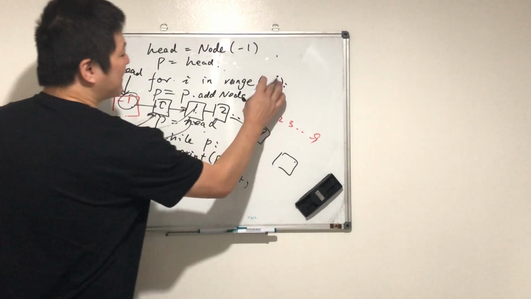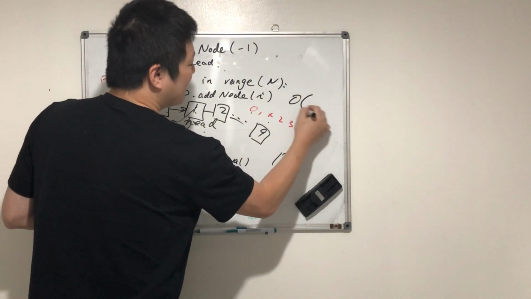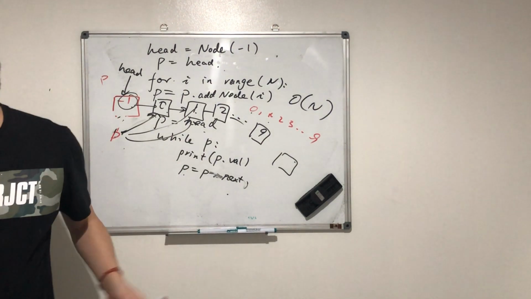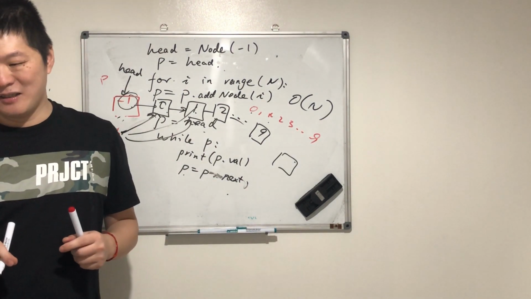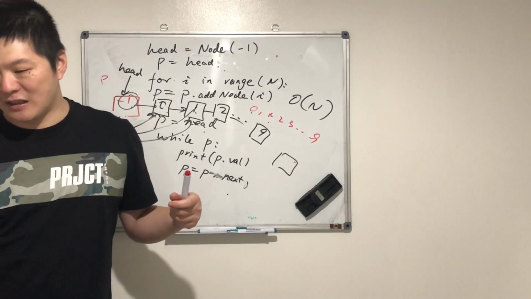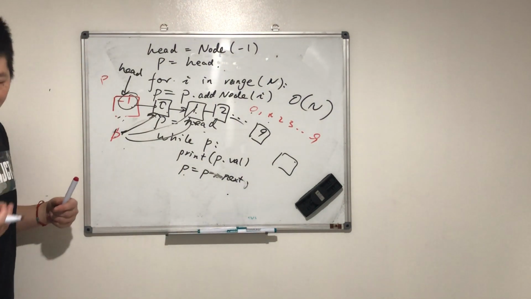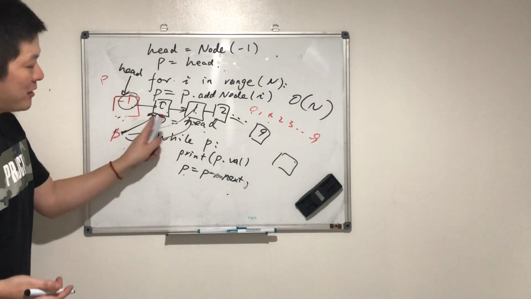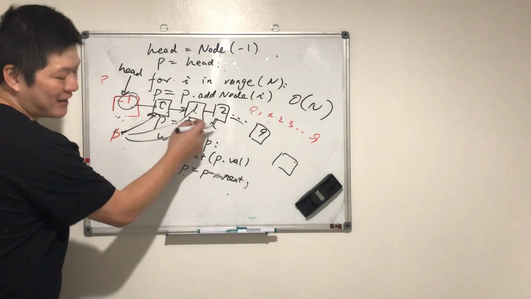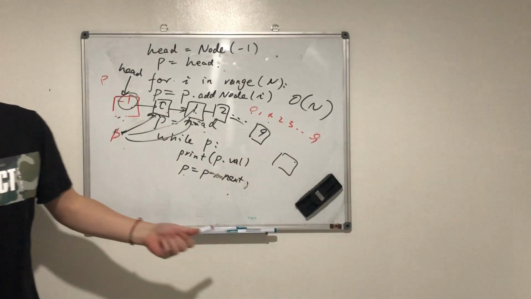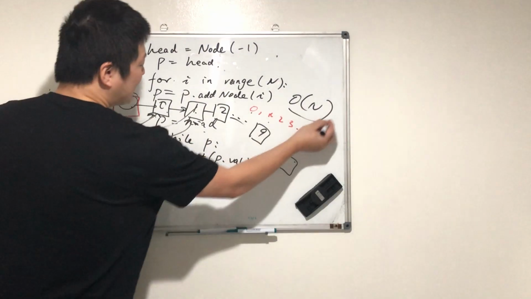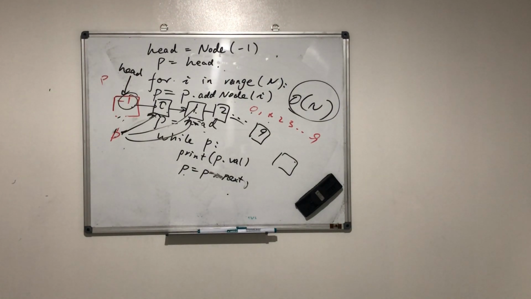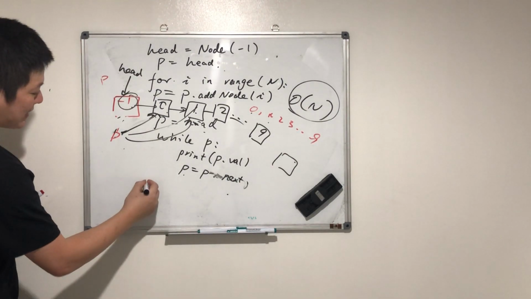O(n). If this is n, then that's O(n), right? What's the space complexity? How much space do we need? If that's n, then it's O(n), because we are allocating space for each node. So the space complexity and the time complexity are both O(n). It's always O(n).